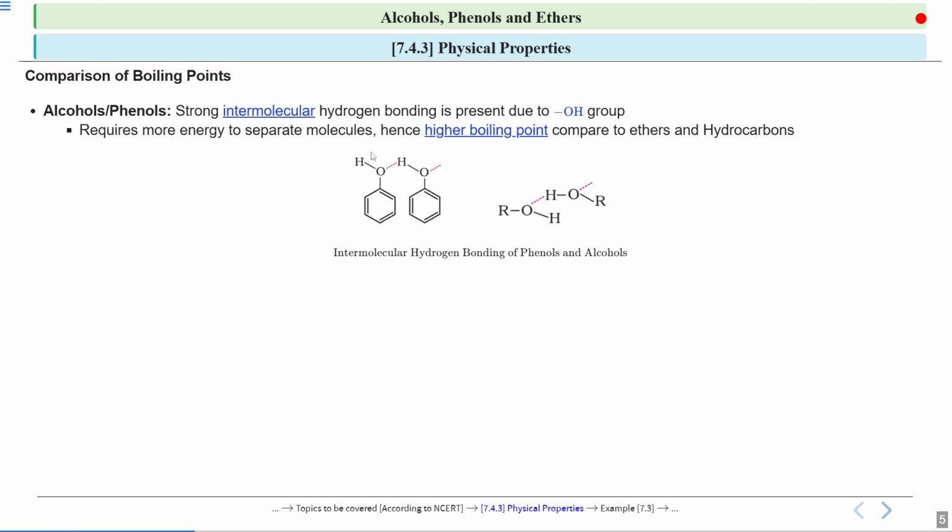Now look at the case of phenol. In phenol also, since there is a hydroxyl group, you will see hydrogen bonding in phenol also, because phenol also has a hydroxyl group.